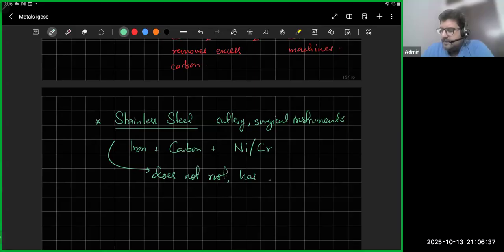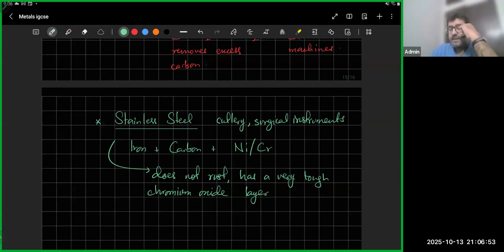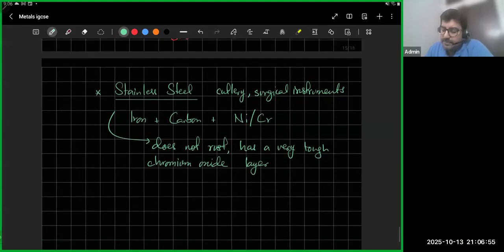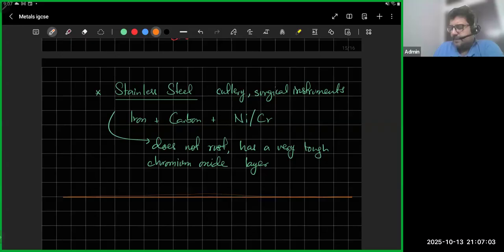And it has a very tough chromium oxide layer on top of it, which is pretty shiny as well. That layer is actually surrounding it. So you just have to remember this, because stainless steel has nickel and chromium in it. So that's it. That's the extraction of iron.